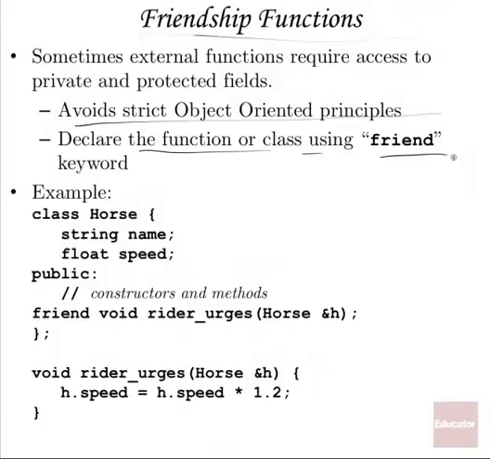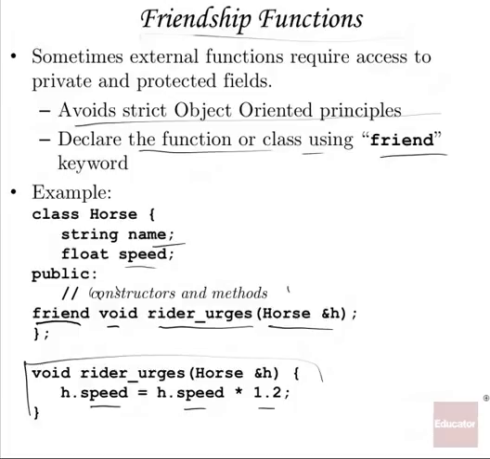So here we have an example. We have a horse. It's got a name, it's got speed, it's got constructors, methods, destructors, what have you. And it has a friend function with no return. It's called rider urges, and you pass it the horse as a parameter. So somewhere in your code, you can define that when the rider is urging on the horse, his speed is incremented by 1.2. You take the speed, multiply by 1.2, and set it equal to that. So that means the horse runs a little bit faster.